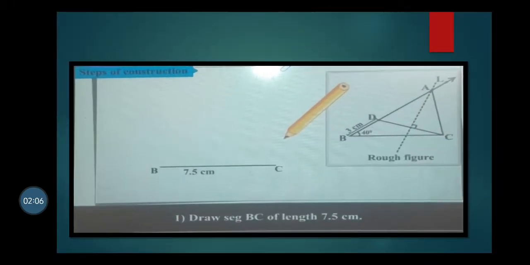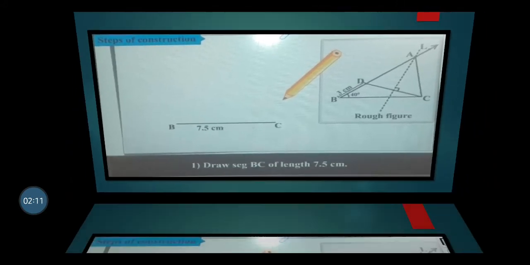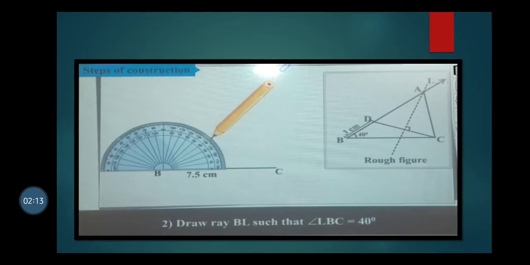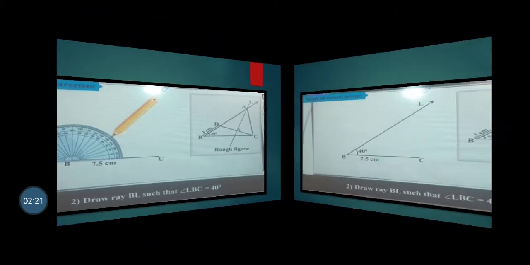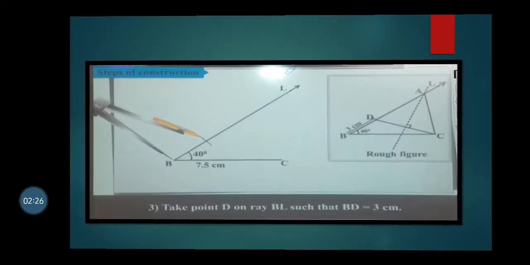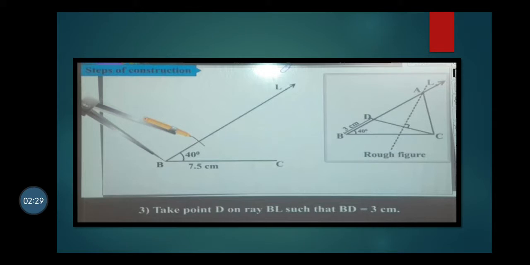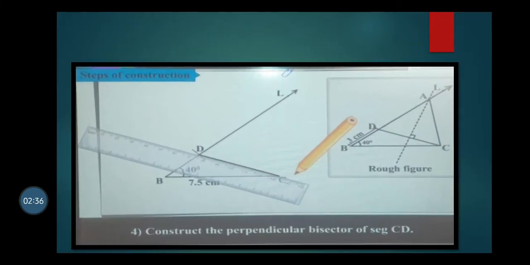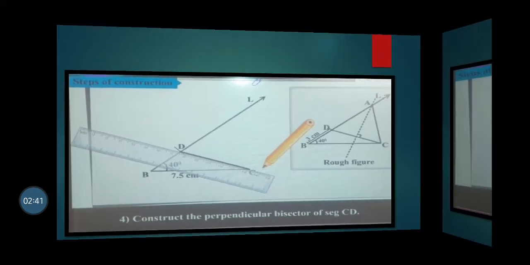Steps of construction. Step number 1. Draw seg BC of length 7.5 centimeter. Step number 2. Draw ray BL such that angle LBC is equal to 40 degree. Step number 3. Take point D on ray BL such that BD is equal to 3 centimeter. Step number 4. Construct the perpendicular bisector of seg CD.